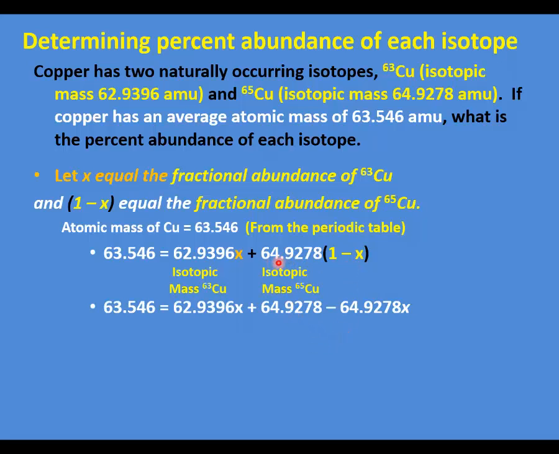So 64.9278 times 1 gives me this term here, and then 64.9278 times a negative X gives me this term here. The rest of the equation is identical. We go ahead and we're going to collect terms. So let's collect the two terms with X. I'm going to collect this term here and this term here and rewrite the equation.